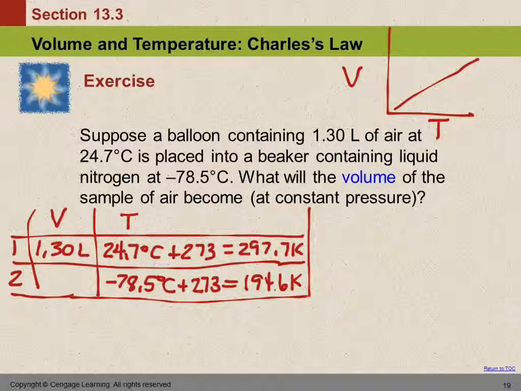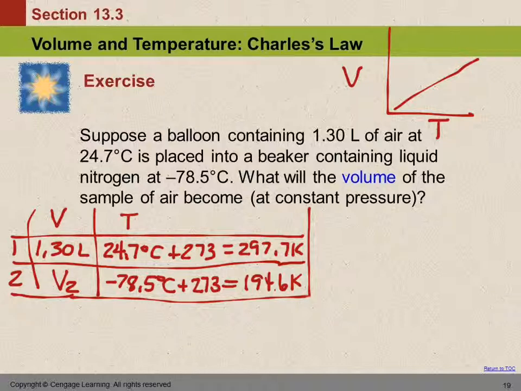Now I'm out of numbers, right? I wrote down all the numbers. I have an empty square in my table, and hopefully that'll correspond to the question they're asking. What will the volume become? So they're asking me for a volume, and I have a volume here. It's in row 2, so I'm going to call that V2. So up here I've got V1. This is V2. We don't know what it is. This is T1 and T2.